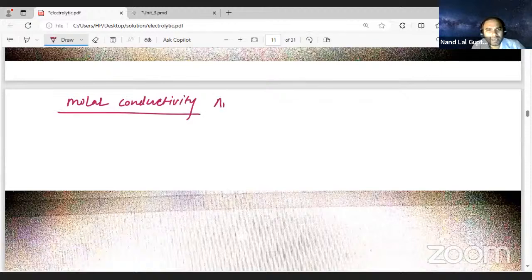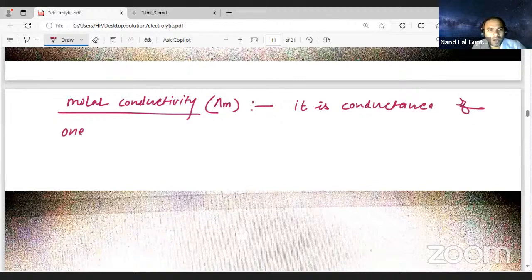Now, molar conductivity. You just read the molar conductivity. What is molar conductivity? Lambda m. It is the conductance of 1 mole of electrolyte.